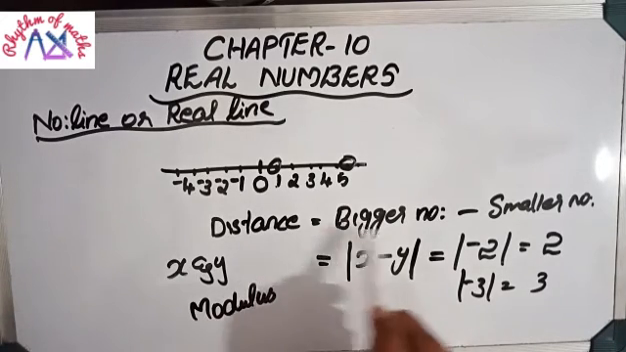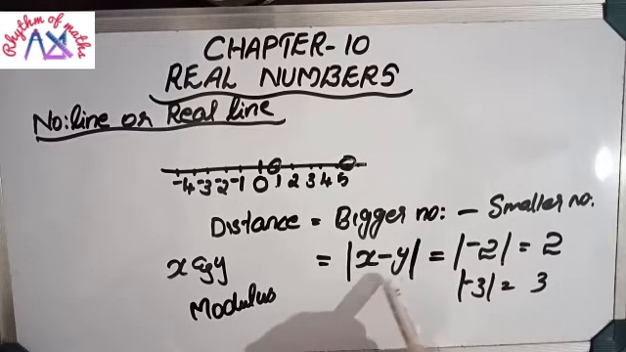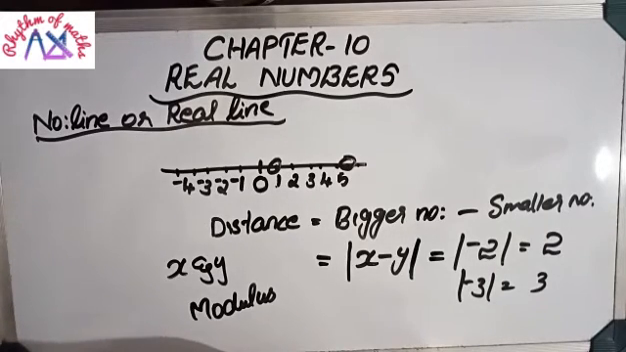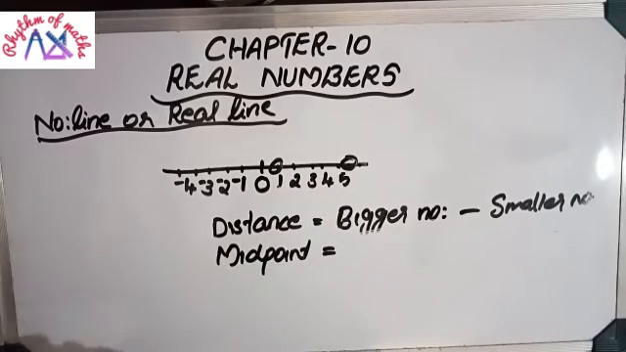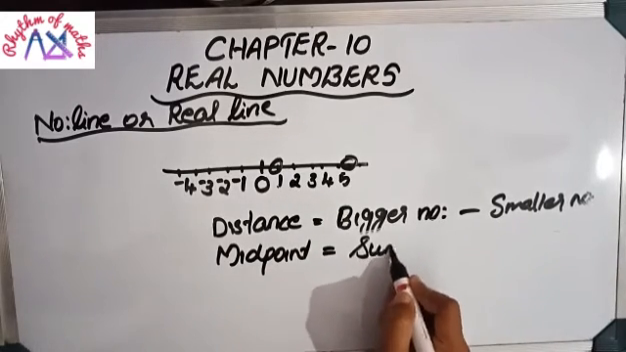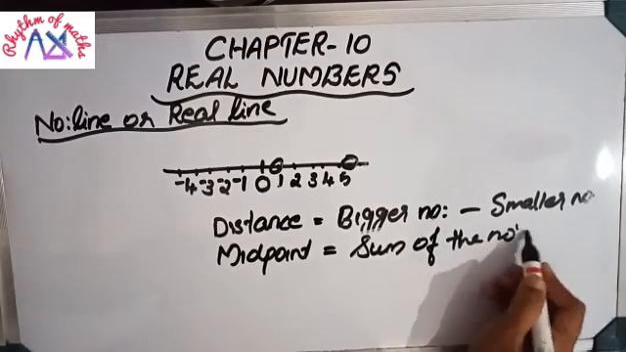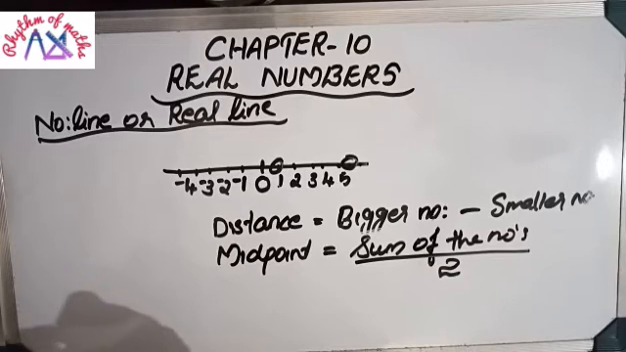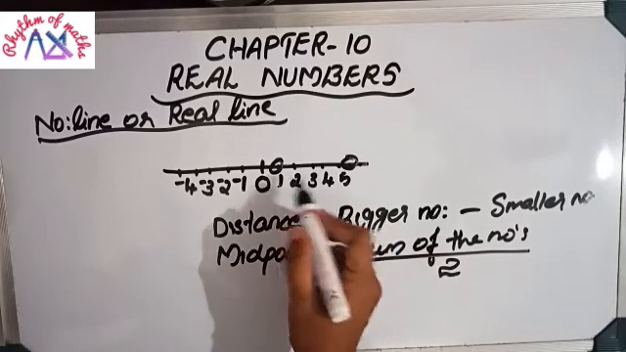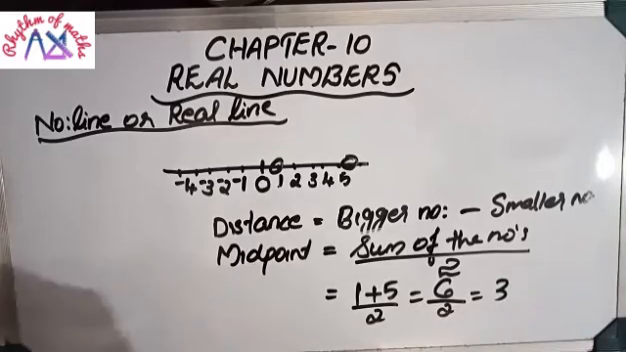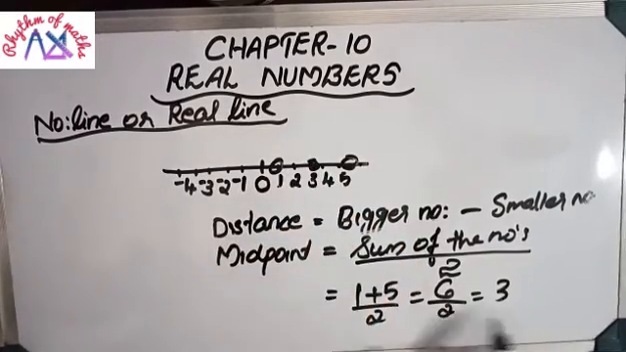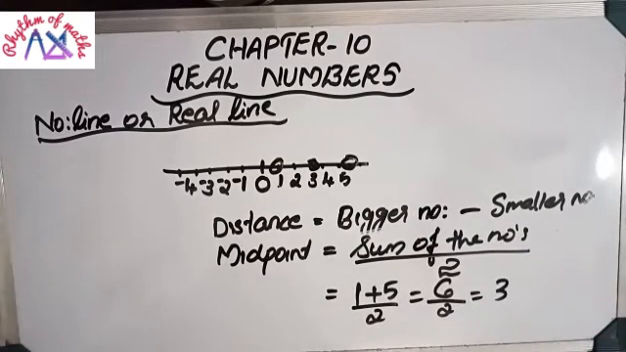So distance means either bigger number minus smaller number, or the equation is modulus of x minus y, the absolute value of x minus y. Next is about midpoint. How to find the midpoint of two numbers. Suppose we want to find the midpoint of 1 and 5. These two numbers, if you want to find the exact midpoint, the equation is the sum of the given numbers, the whole divided by 2. So for 1 and 5, the method will be 1 plus 5 by 2, that is 6 by 2, which is 3. You can see, 1, 5, the exact midpoint is 3. So sum of the numbers divided by 2 is the midpoint, and distance is bigger number minus smaller number.